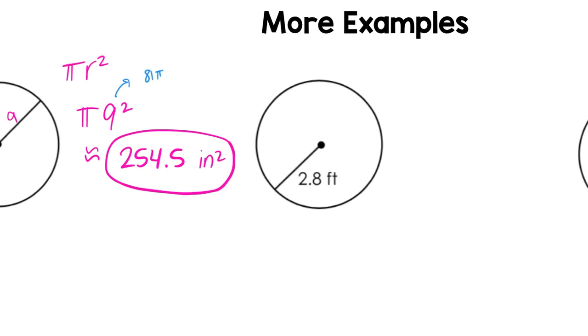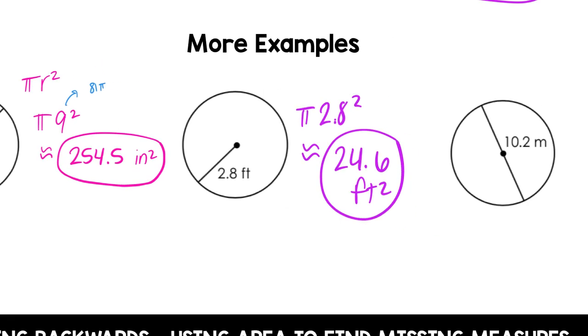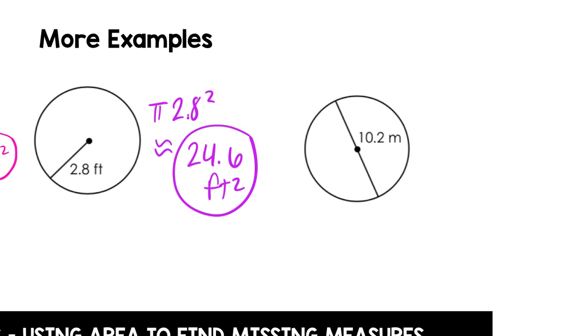All right, next one, 2.8 is the radius. So it's just pi times 2.8 squared. Again, you can just type that right into your calculator. It should be about 24.6 square feet. And then finally, another one here, we have a diameter, so we're not going to use 10.2, we're going to use half of that, so 5.1. So pi times 5.1 squared, it's about 81.7.